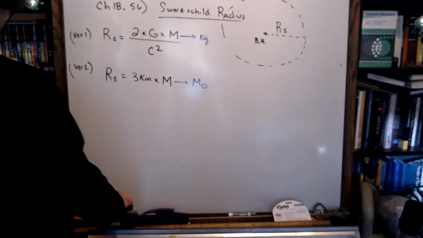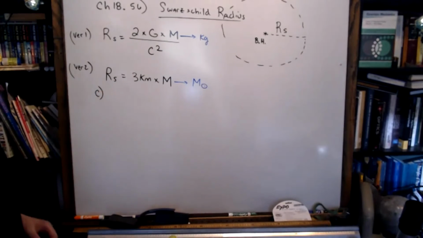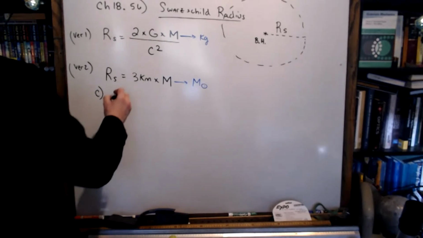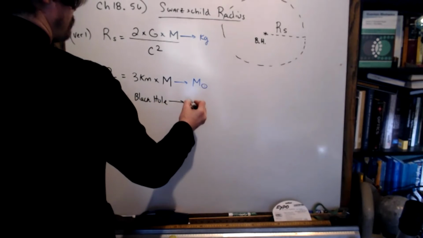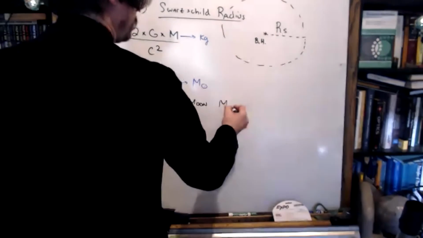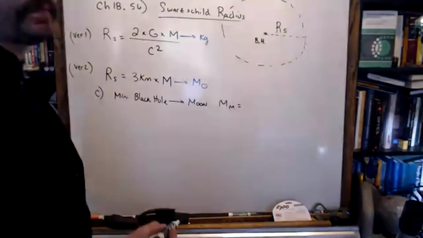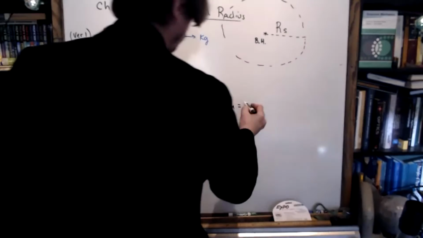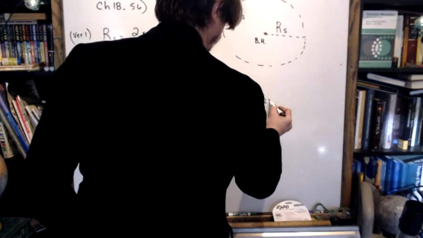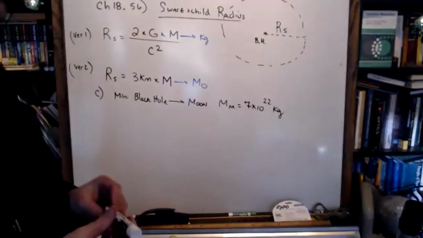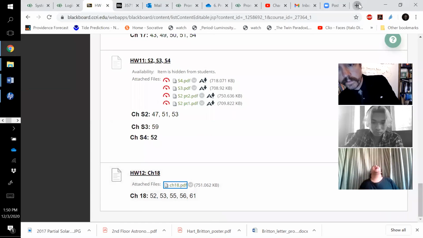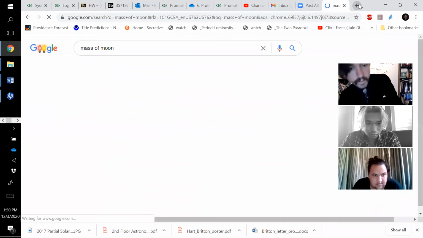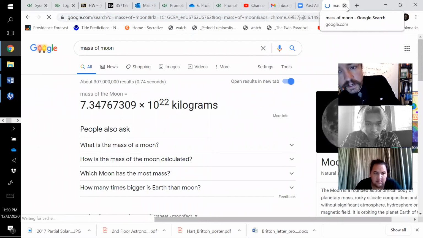Part C. A mini black hole with the mass of the moon. The mass of the moon, 7 times 10 to the 22 kilograms. I need to look that up. I think I know what that is, but I'm not sure. Yep, I'm good. I am so good.